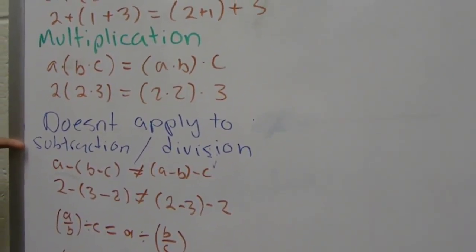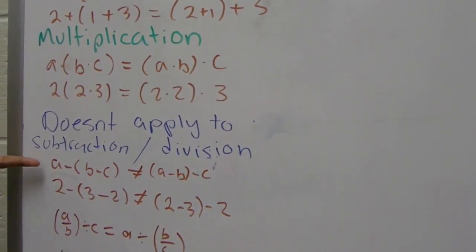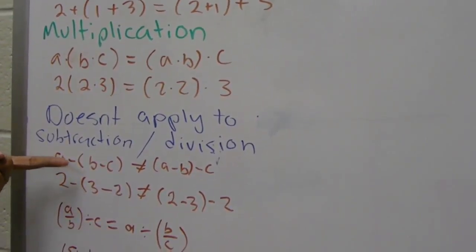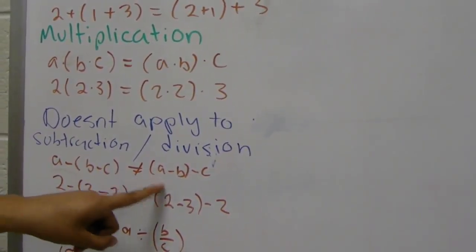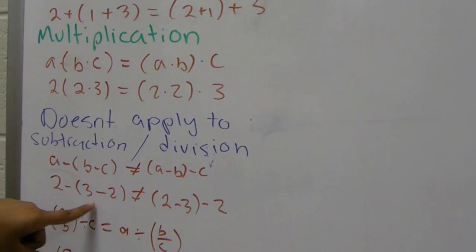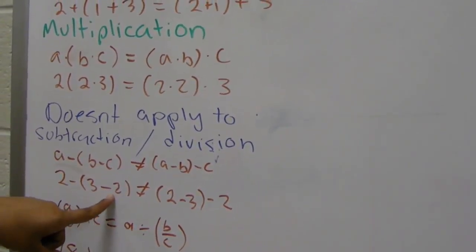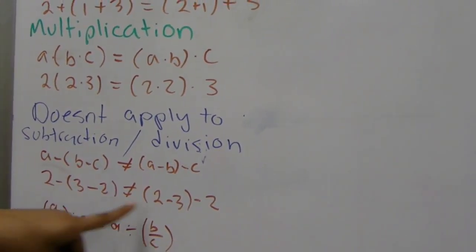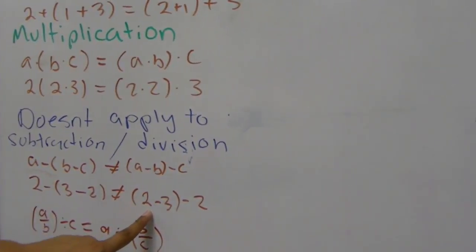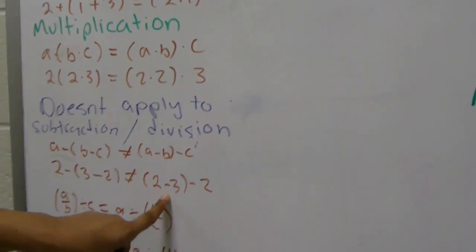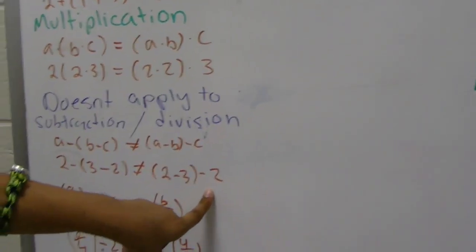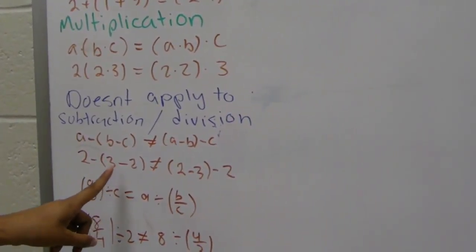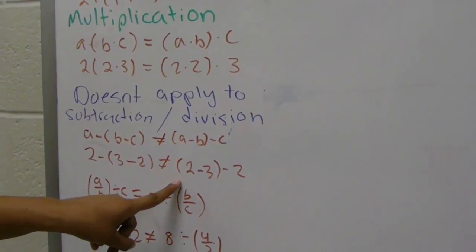This doesn't apply for subtraction. Here we have A minus B minus C: A minus (B minus C) is not the same as (A minus B) minus C. In the parentheses, we have 3 minus 2, which is 1, and then 2 minus 1 is 1. On the other side of the operation, we have 2 minus 3, it's negative 1, and then negative 1 minus 2 gives you negative 3. So negative 1 is not equal to negative 3.